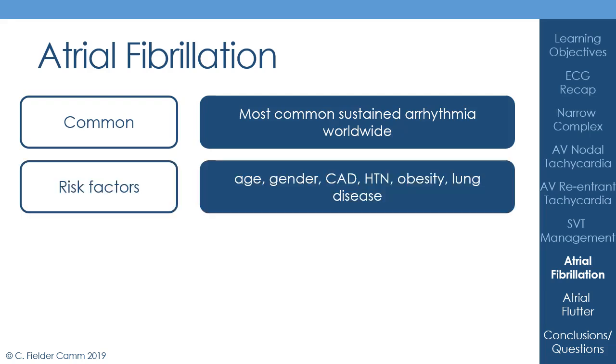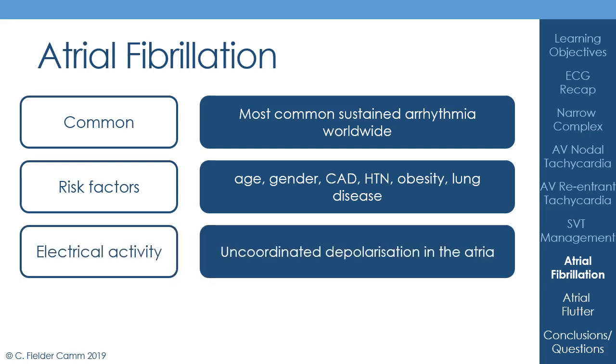It has lots of risk factors. As we get older, if you're male, you've got underlying coronary artery disease, hypertension, if you're overweight, or if you've got lung disease are the big ones to know about, but there are lots of others. It's a problem with uncoordinated depolarization of the atria. Unlike the circuits that we've been talking about in the first half of this lecture, where you've still got coordinated activity, it's just not what you would normally want, here you've got completely uncoordinated depolarization of the atria.